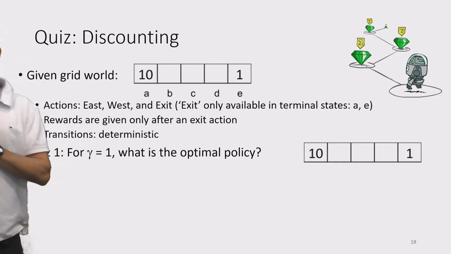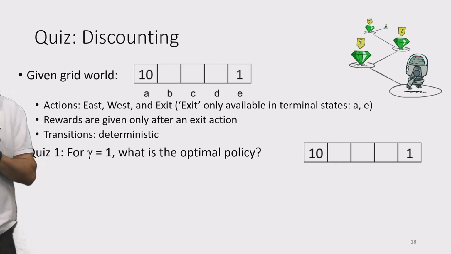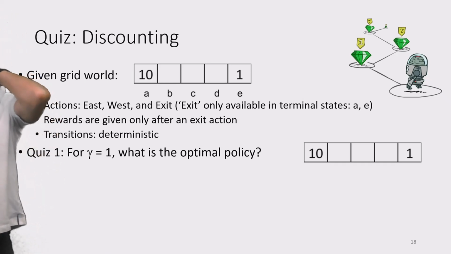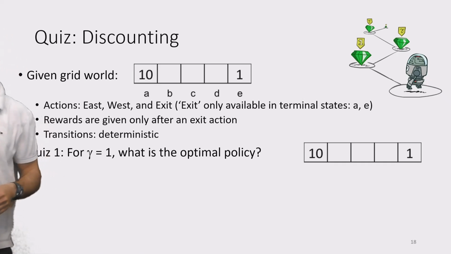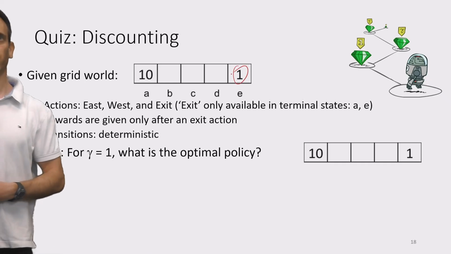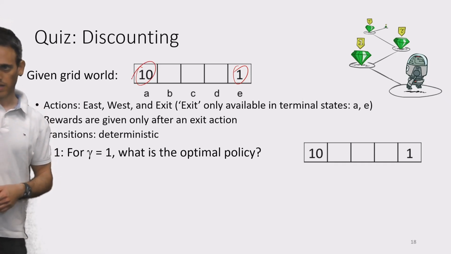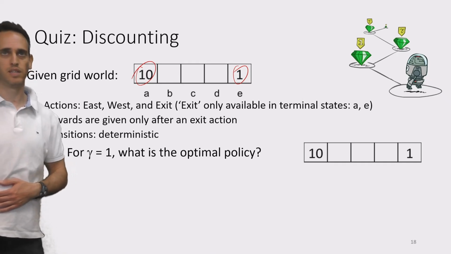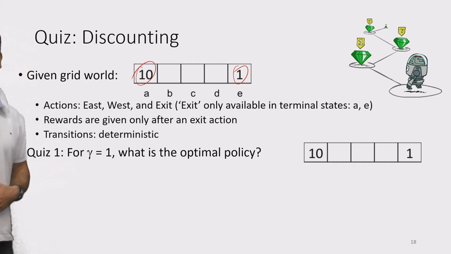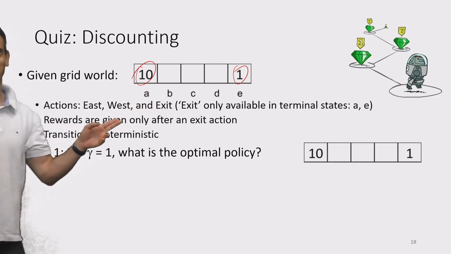So let's look at an example and see that we understand what's going on. Let's assume a very simple grid world. It's just a corridor, and on one side of the corridor, when the robot exits at the right side, it will receive a reward of +1. And if it exits on the left side, it will receive a reward of +10. At each state here, between A, B, C, D, and E, the agent can perform either an action east or an action west.